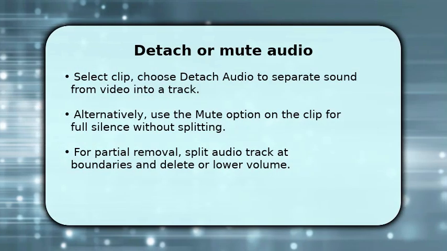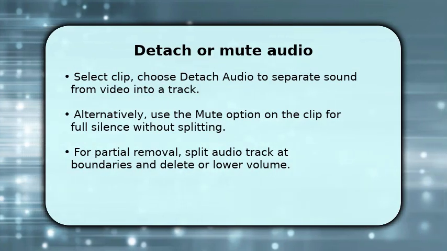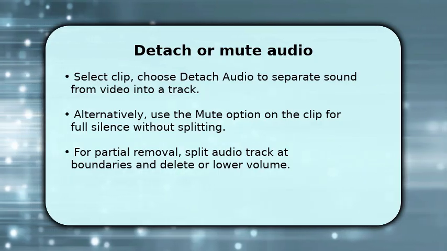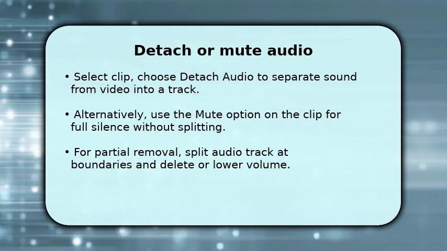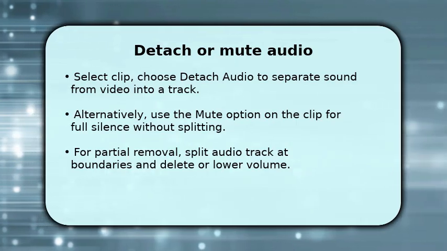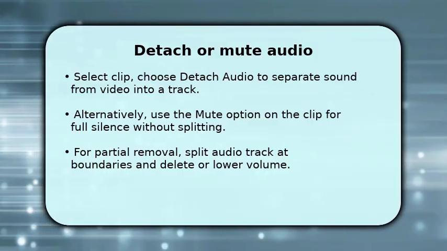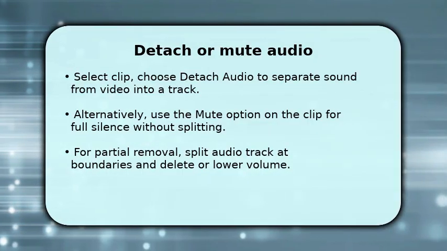Now remove the audio from the footage itself by either detaching or muting it. Select the video clip and tap Detach Audio to create a separate audio track. This gives you exact control to delete or edit portions. If you prefer a quicker method, use the mute command on the clip to silence all audio instantly.